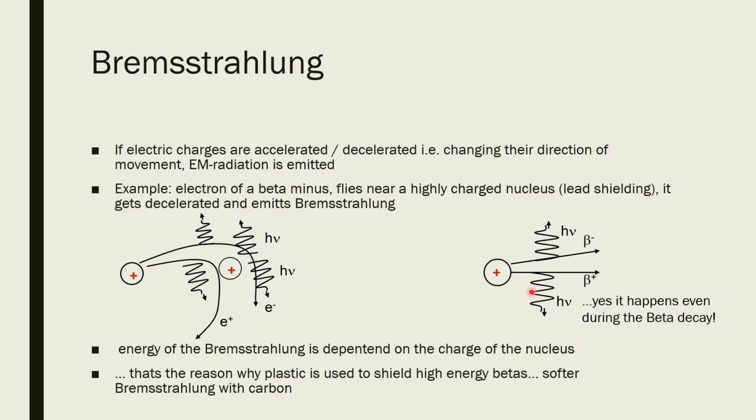The first case is also the reason why we do not shield high energy beta particles with lead shielding, but rather with plastic, because they are made up from elements that have a less concentrated positive charge in their nucleus. So carbon with a proton number of 6, it will result in the beta radiation to be decelerated bit by bit, therefore emitting soft Bremsstrahlung, which is not harmful for the human body.